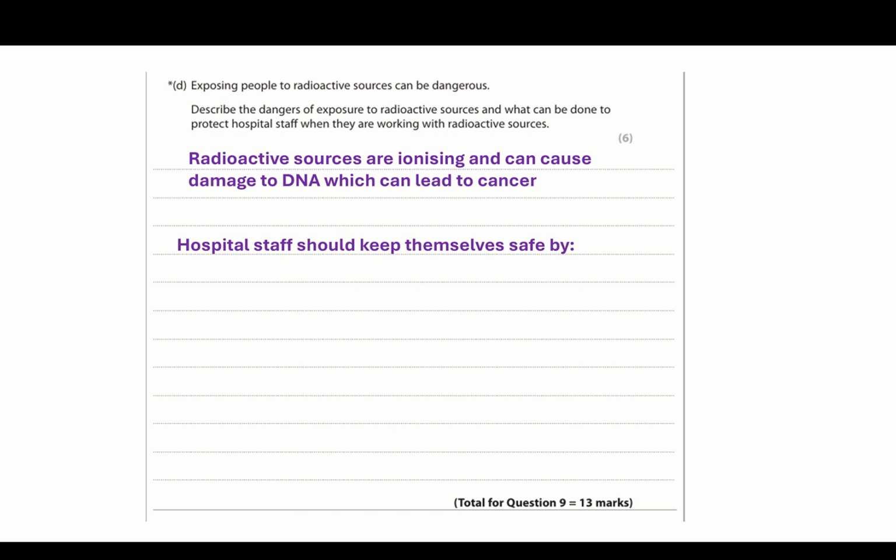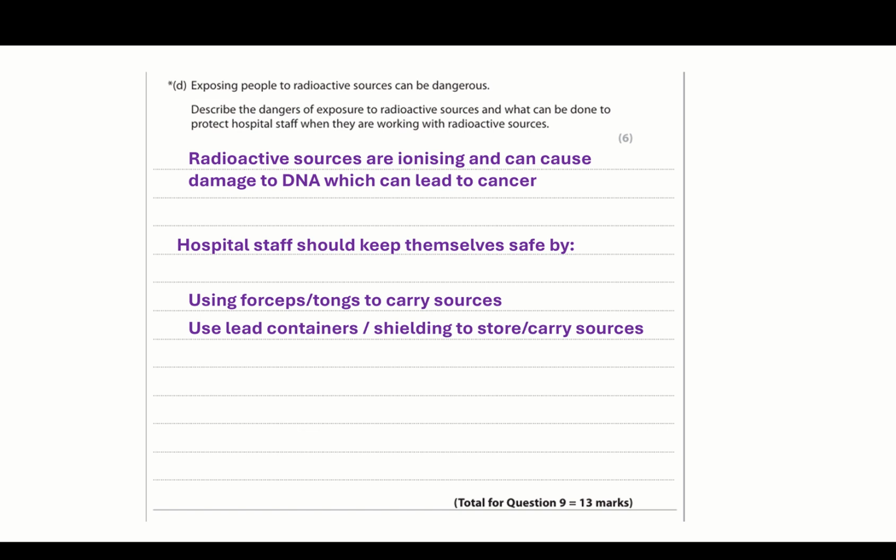Then how do we keep ourselves safe? Well, use forceps or tongs to carry the sources. Use lead containers or shielding to store or carry the sources. Hopefully you remember we had those little boxes that were lead lined. Stay a safe distance from the sources. You'll remember I made sure it was well away from me at all times, and I never pointed the sources towards me.